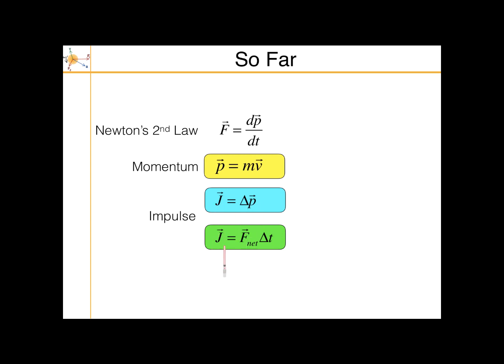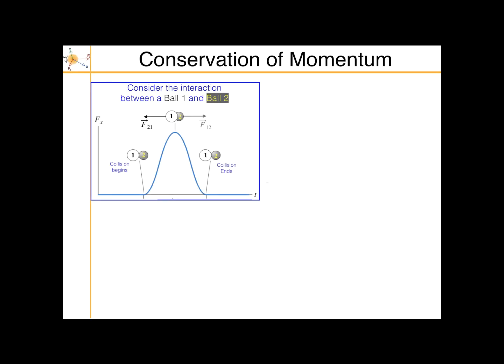Another way to write the impulse, for a constant force over a certain amount of time, is the net force times the change in time. So I'd like to look at a particular situation here where you have two balls colliding. Ball 1 and ball 2 collide with each other, and this graph shows the force they interact with each other while they're colliding. So during the collision, the force gets stronger and stronger, and then they move away from each other, and then the collision ends.